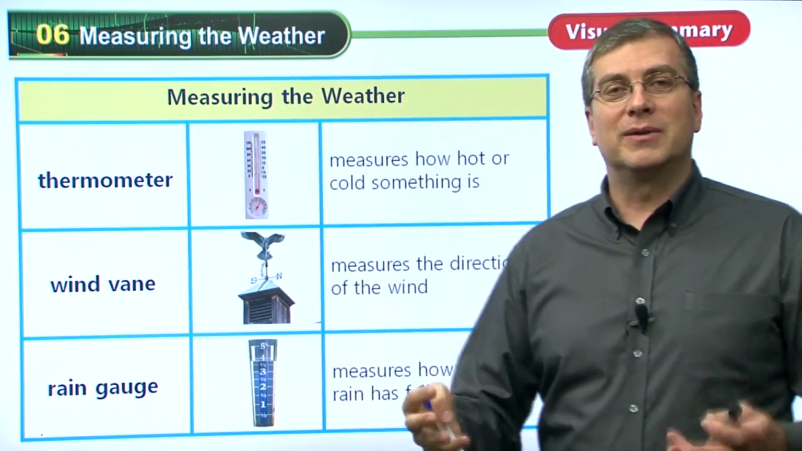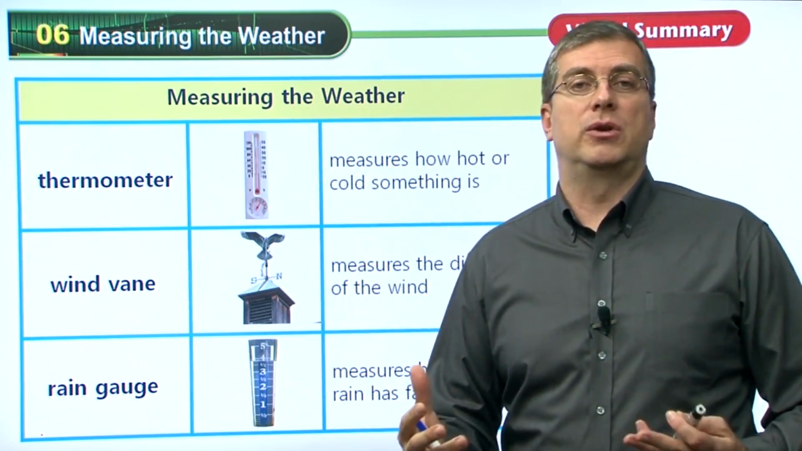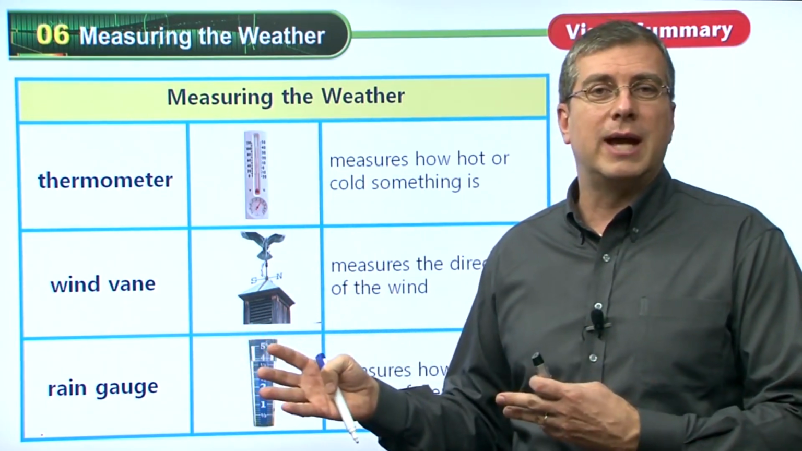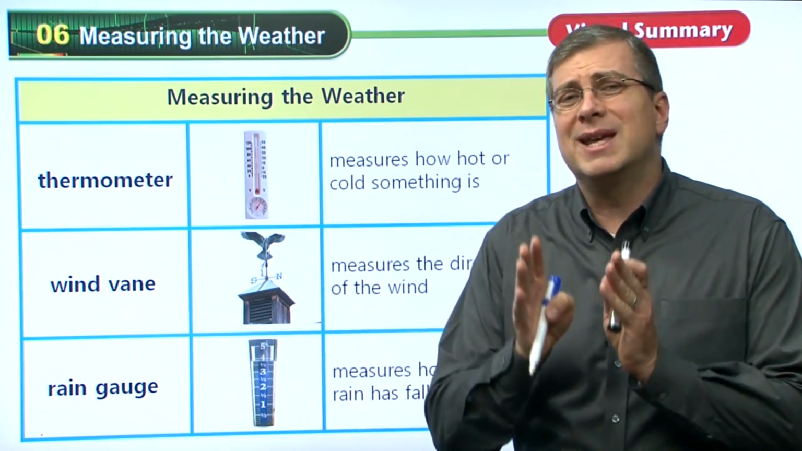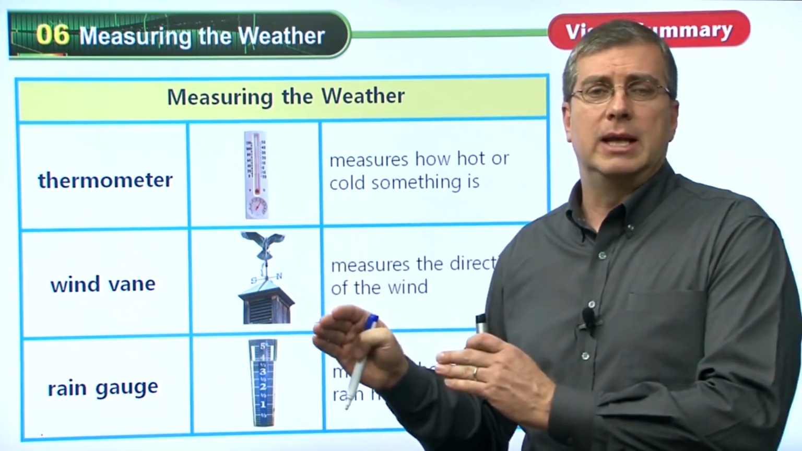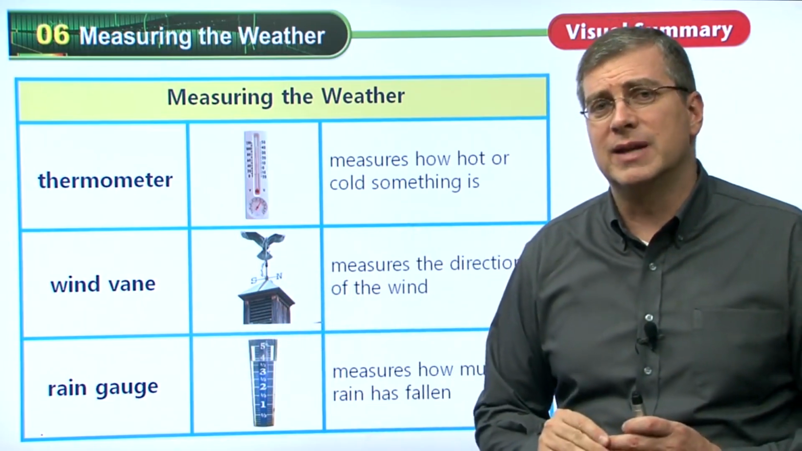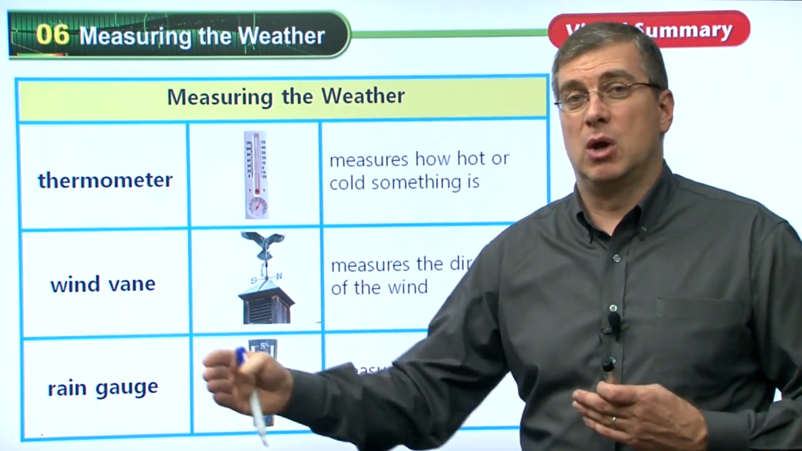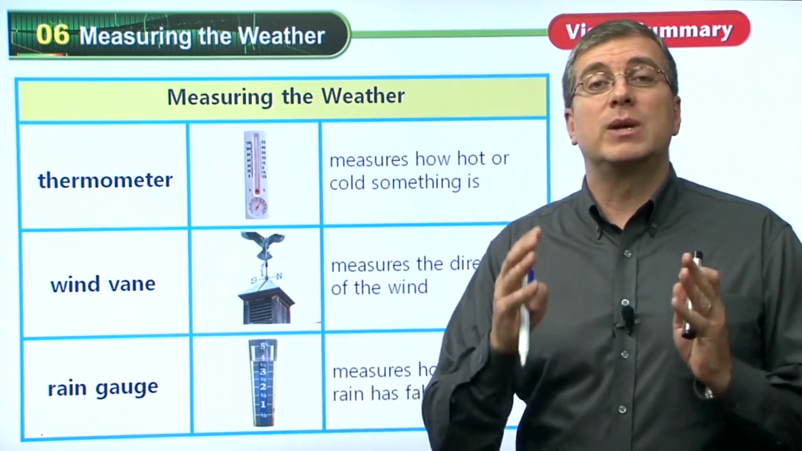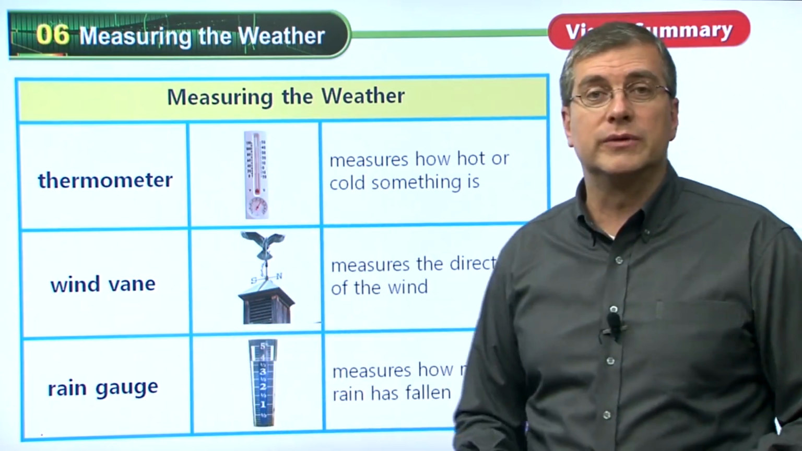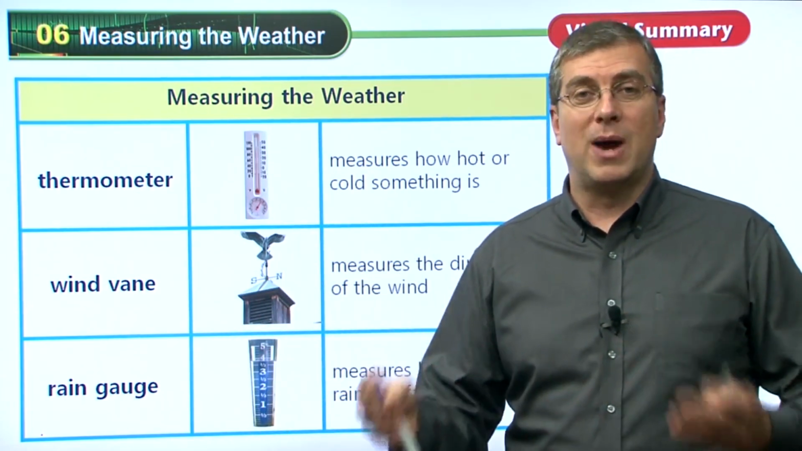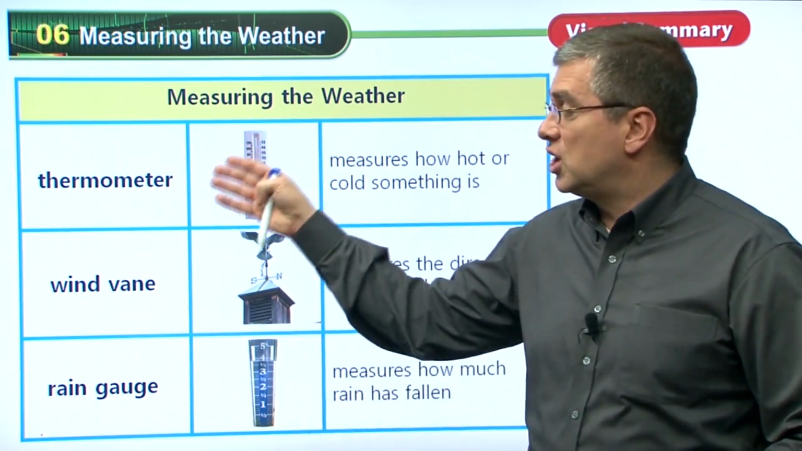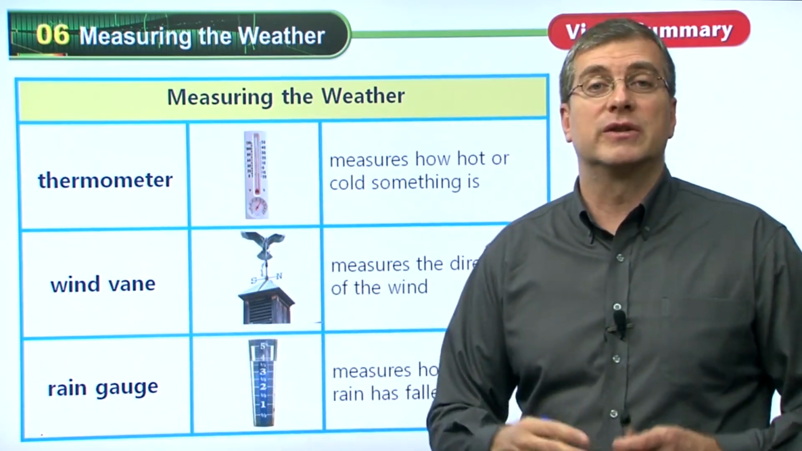So in this unit, we looked at a lot of different tools. How do we measure the weather? We can look outside and say it's rainy, it's snowy, or it looks like a clear day, looks like a warm day, but we want to know exactly how hot it is, exactly how cold it is, exactly how much rain has fallen, how much wind is blowing, and what direction. In this case, we use tools. We saw different types of tools that we can use to measure the weather. And remember, a meteorologist is someone who studies the weather. He or she uses these tools to make predictions about the weather.